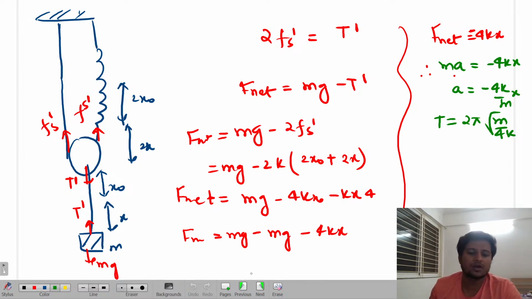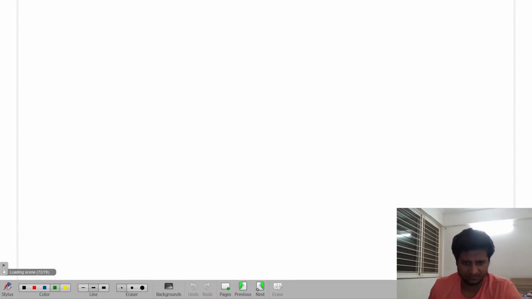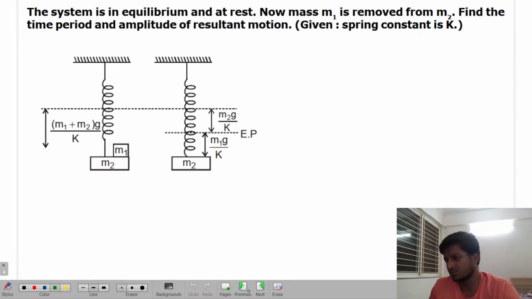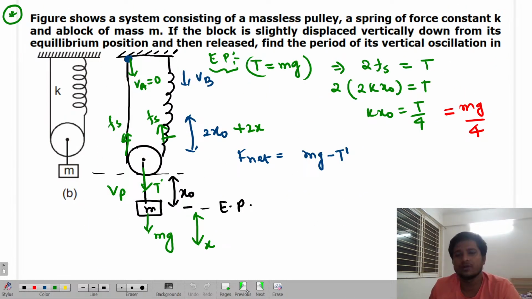So this was all about how you write the time period equations. Now there are more questions which we will do almost tomorrow. Is that clear or not? Okay, we'll do on Friday.